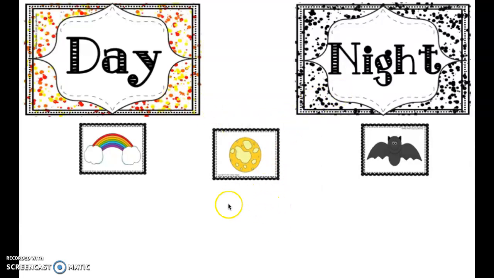Now it's your turn to go through the rest of your cards and sort them day, night, or both. Then take a picture on Seesaw when you're all done.